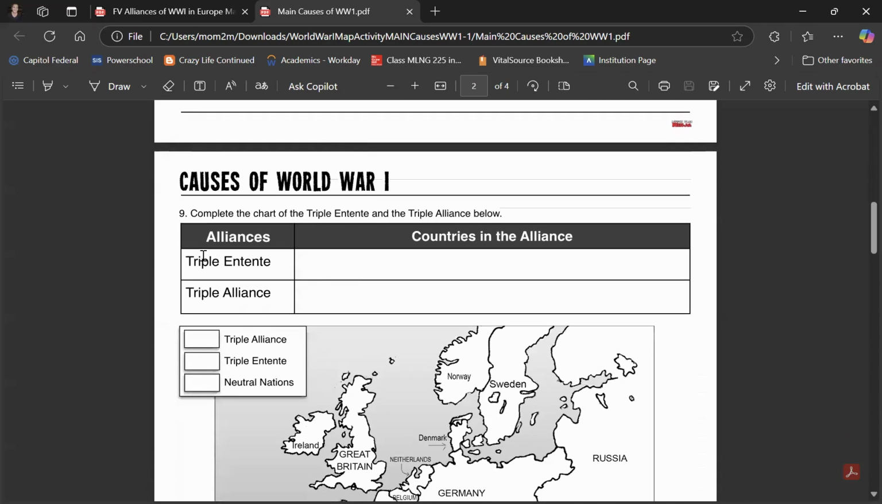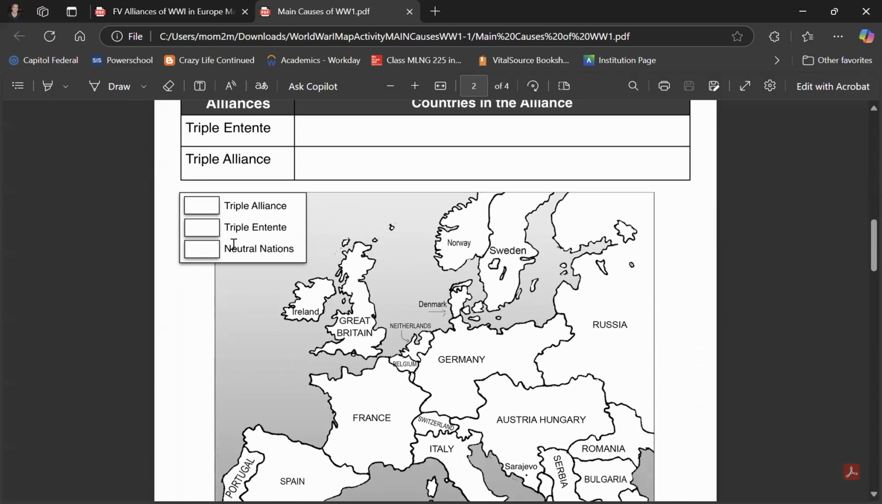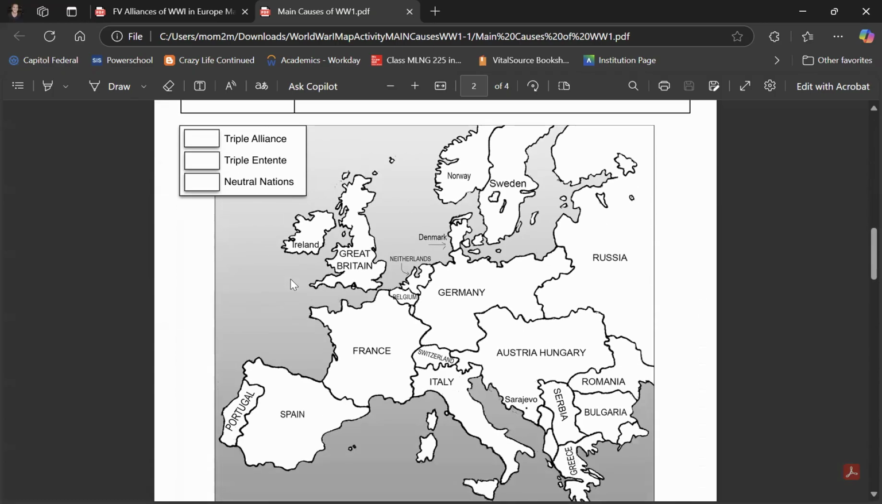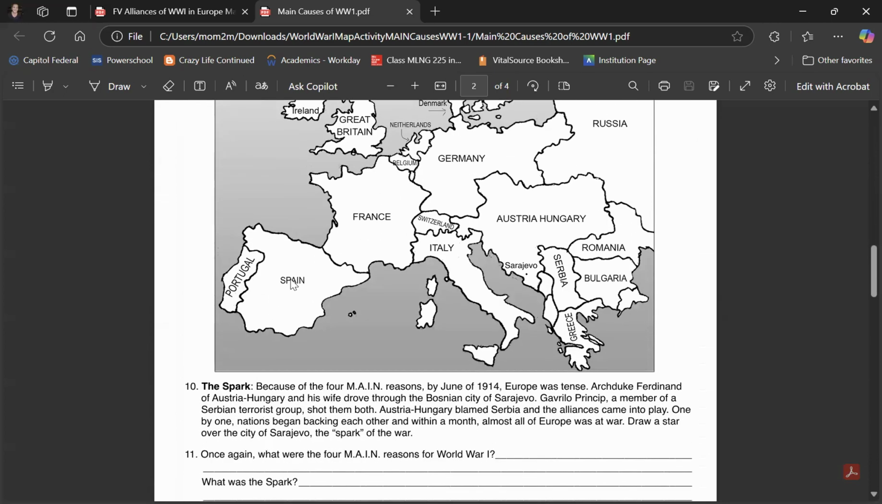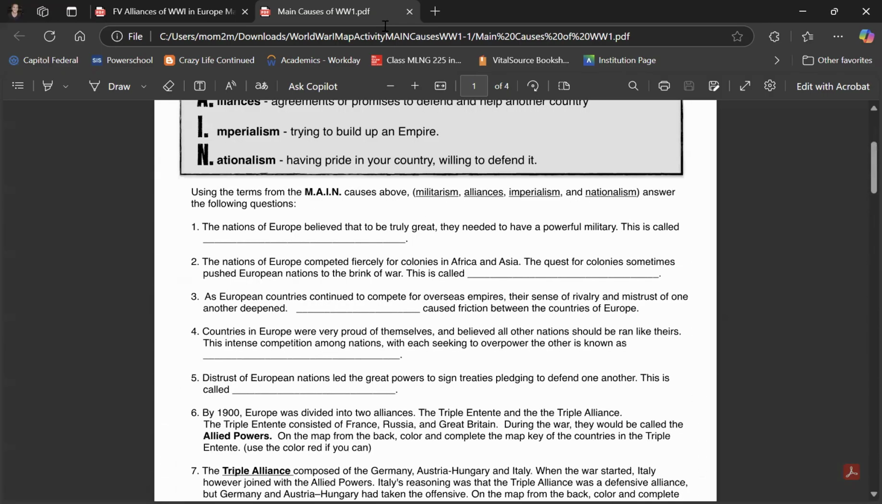You're going to complete the triple entente, triple alliance, and the neutral nations. Triple entente, triple alliance, okay? All of the information is in your notes.